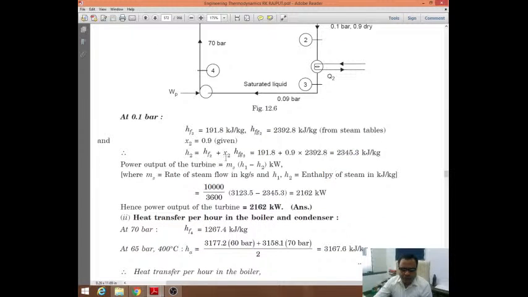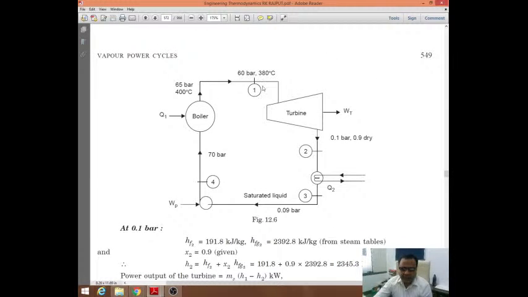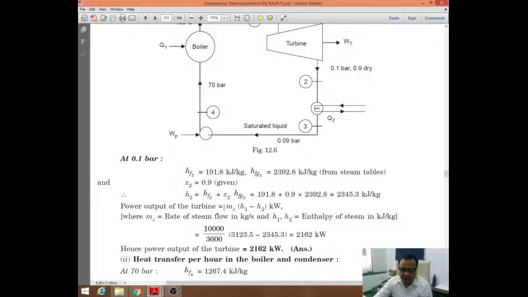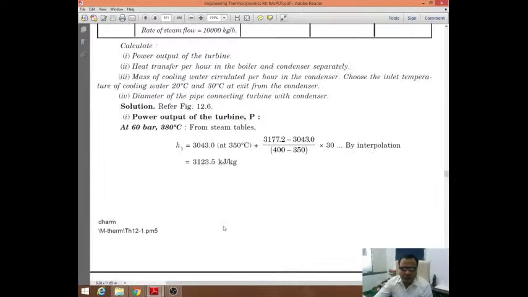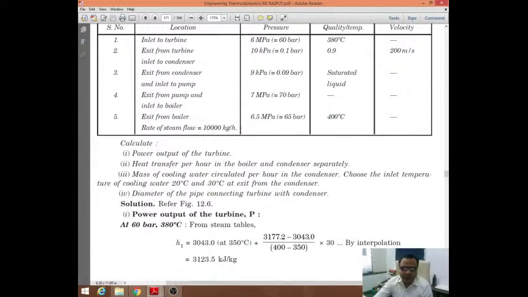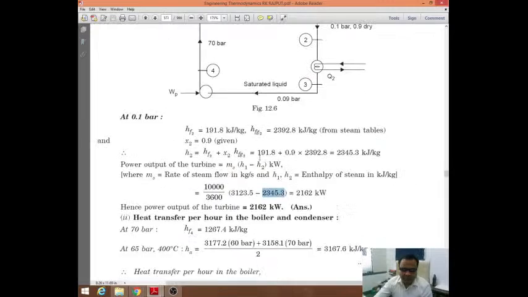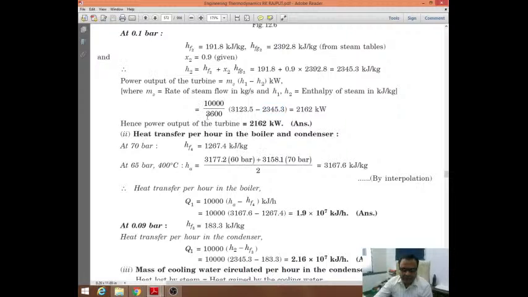So power output from the turbine is the change in enthalpy, that is h1 minus h2, into the mass flow of the steam. h1 is now known to us, that is 3123.5, and h2 is also known, 2345.3. We take the subtraction and multiply by the steam flow rate. Now the steam flow rate is given as 10,000 kilograms per hour, so you have to convert it to kg per second. So it is divided by 3600 to convert it into kg per second. So 10,000 divided by 3600.